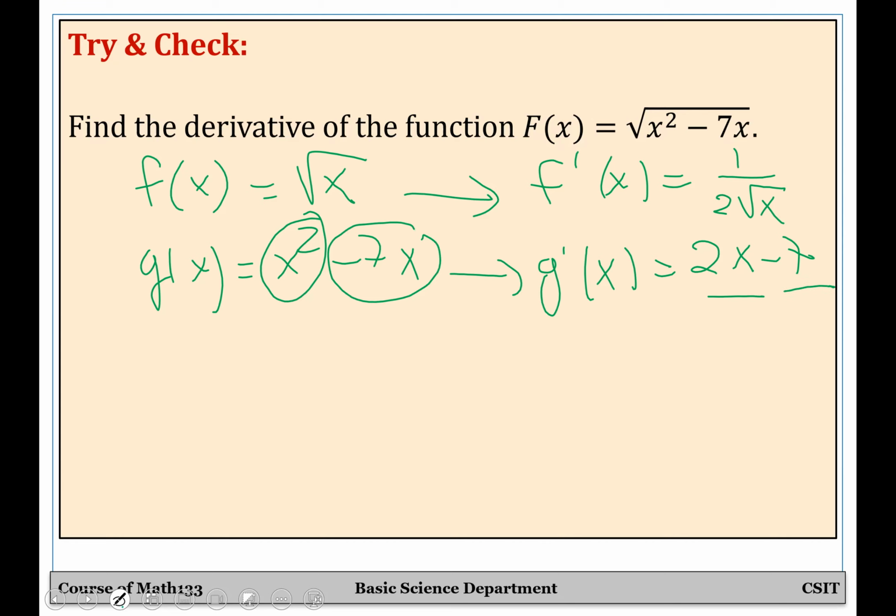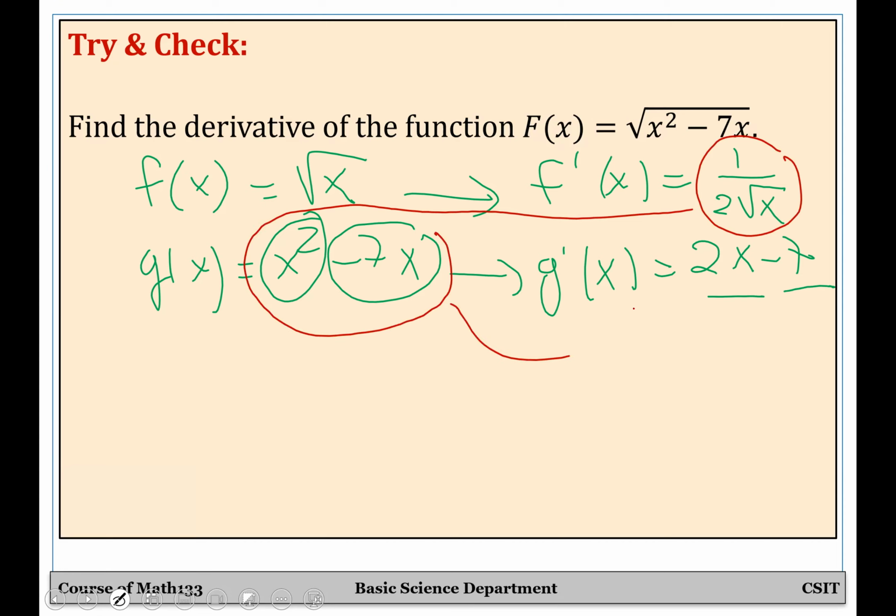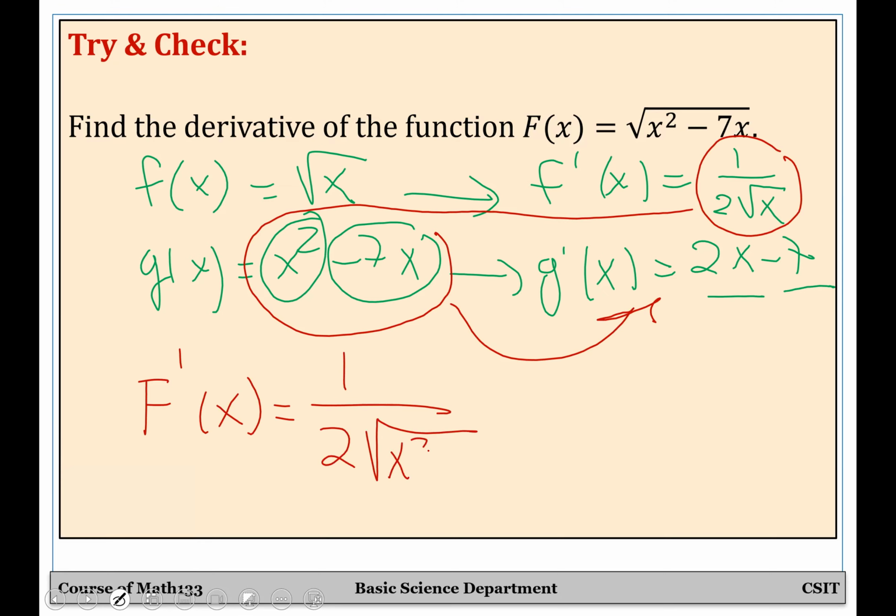So here I will apply these. Instead of x, I will put this quantity here and then multiply by this. So F prime of x will be equal to 1 over 2 root x squared minus 7x multiplied by 2x minus 7. I write it between parentheses since it is a difference of 2 terms. Then we don't have simplification though, so I will leave the result like that.